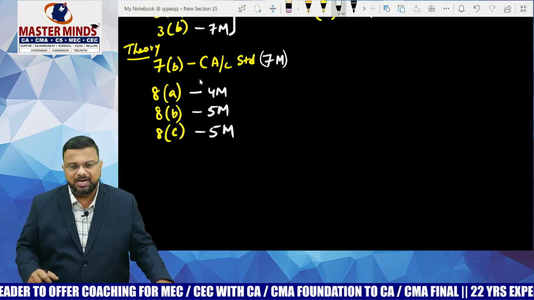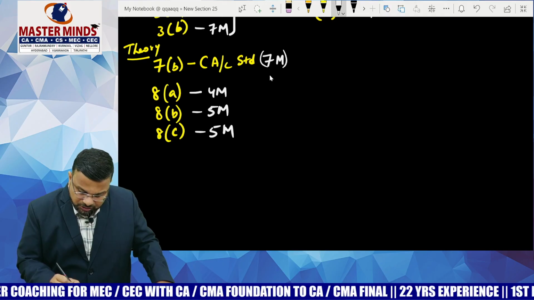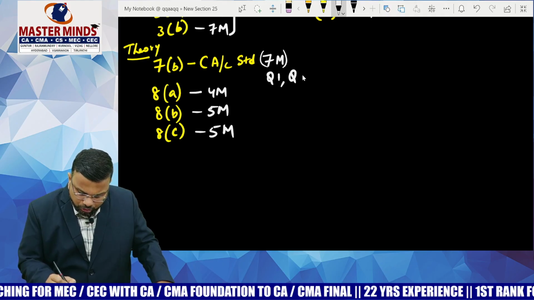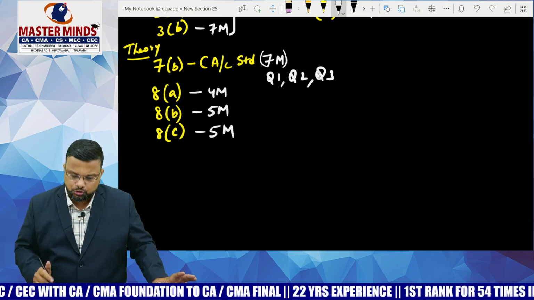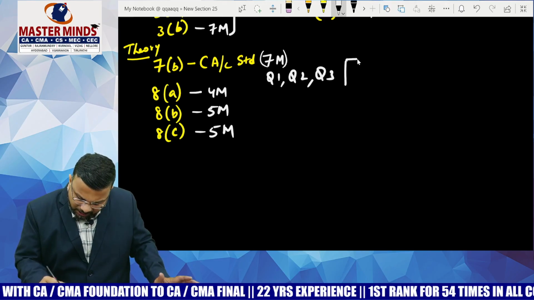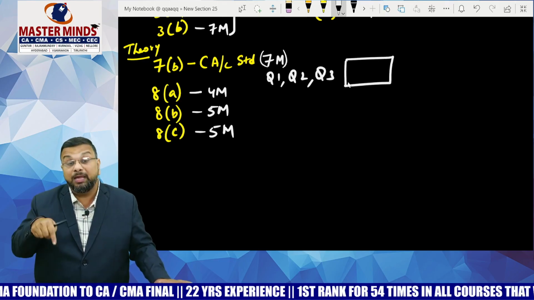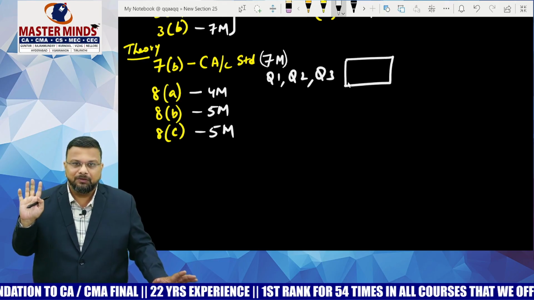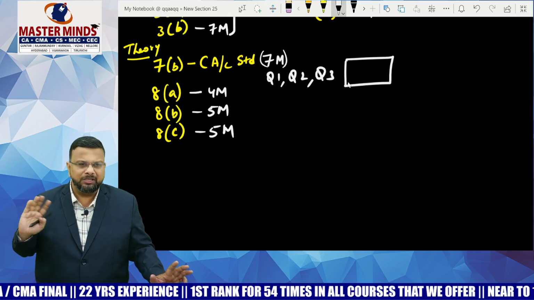Sir, from cost accounting standards, which questions are to be studied? First 3 questions. First question number 1, question number 2, and question number 3. You please be thorough with those questions. And we have given a table also, a list of cost accounting standards. Go through there so that it will be helpful for answering MCQs. Q1, Q2, Q3. These 3 questions are more than sufficient.